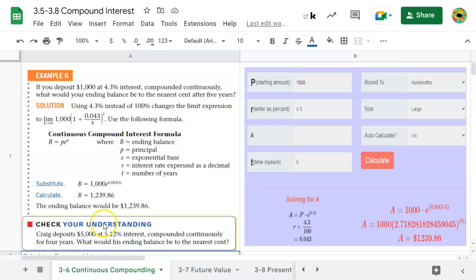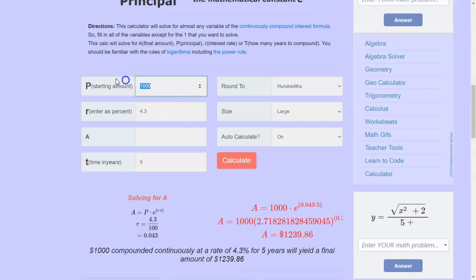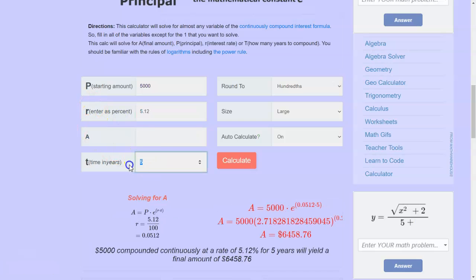So we can practice here and say 5,000 at 5.12% for 4 years. That's the check your understanding down here. So we can change this to 5,000, 5.12%, 4 years. And that calculates it for us and says $6,136.40. So $5,000 in 4 years gets you a little over $1,000 of free money.